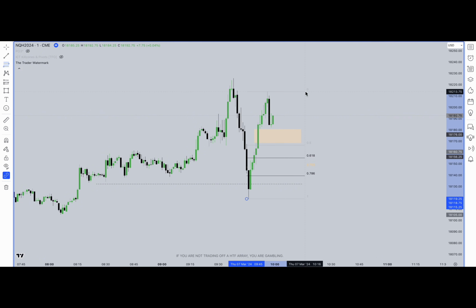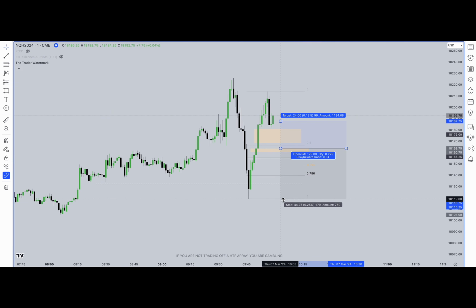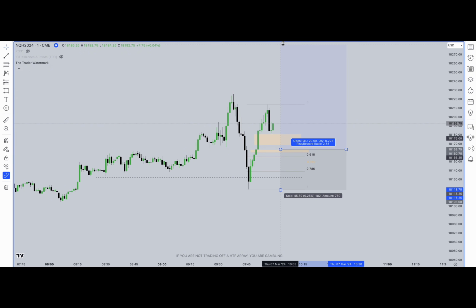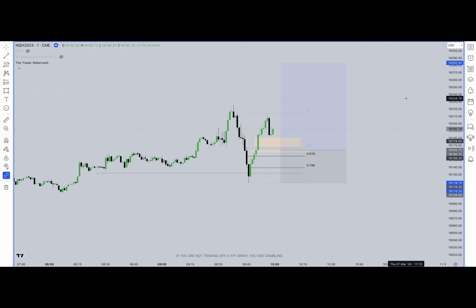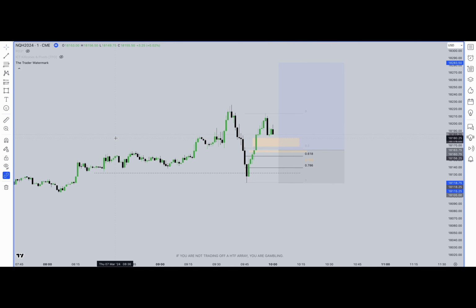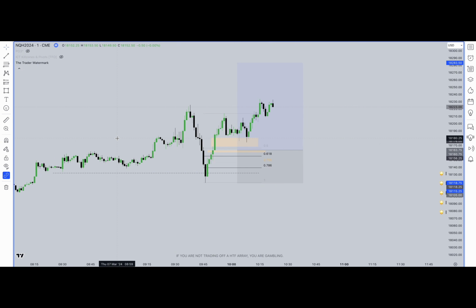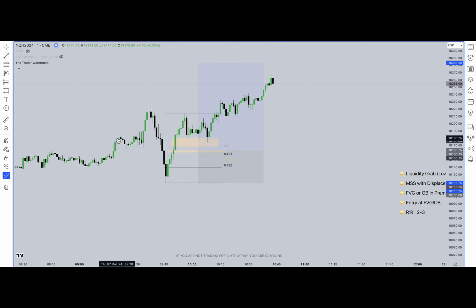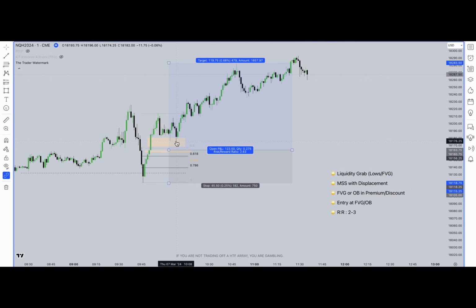I won't, because the fair value gap is in the premium of the range. You have a little fair value gap right here. So I would have taken the trade. It goes here and targeting a 1 to 2 or 1 to 3. See what price does. It only touches the first fair value gap, and that's in premium of the range, so we won't take it.